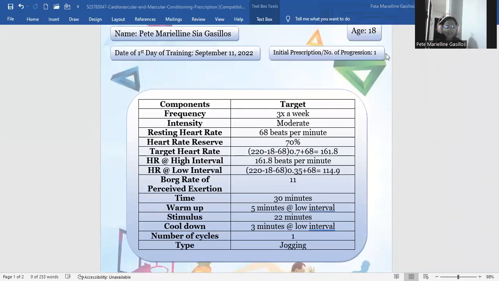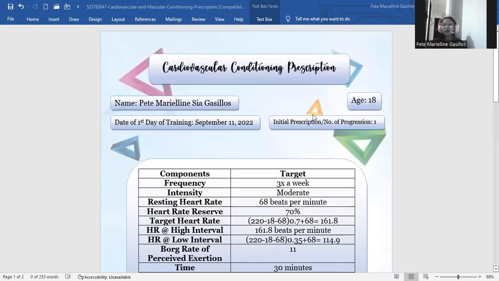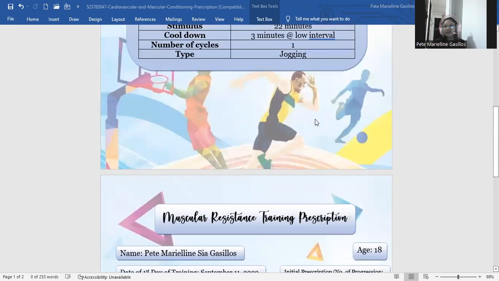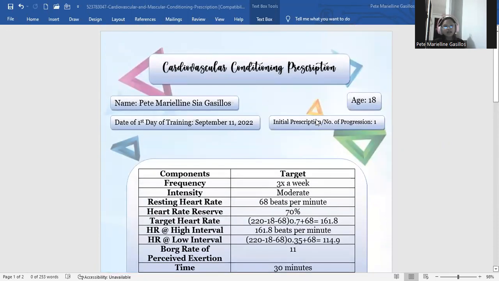Hello everyone, it's Marielline. For today, I am tasked to have a defense about my cardiovascular conditioning prescription and my muscular resistance training prescription. We are tasked to make an exercise prescription using the FITT format for both cardiovascular conditioning and strengthening. I copied this format at the end of our module.